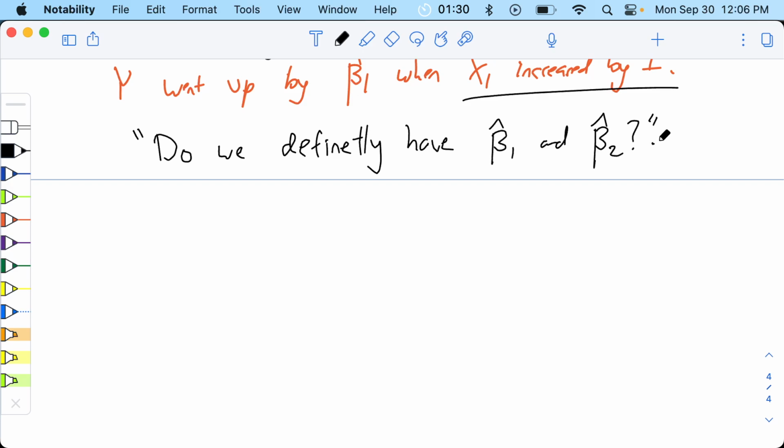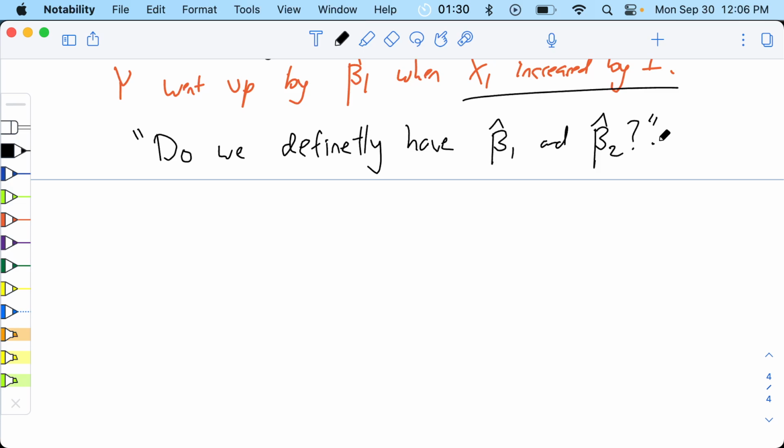Because if x2 is also increasing, then x2 also has an estimate, a beta estimate. So my question is, if both x1 and x2 are increasing, or maybe other variables are also varying, it means they are changing in some way, either increasing or decreasing, so they will also have an estimate.